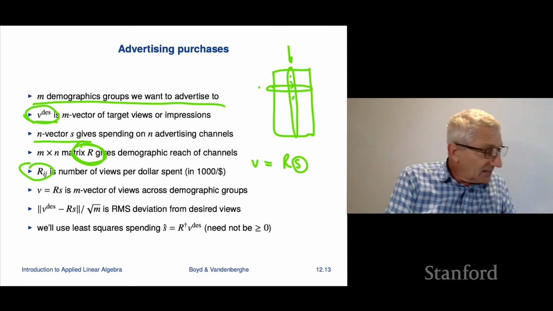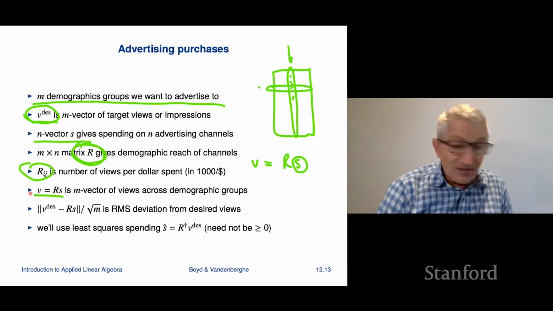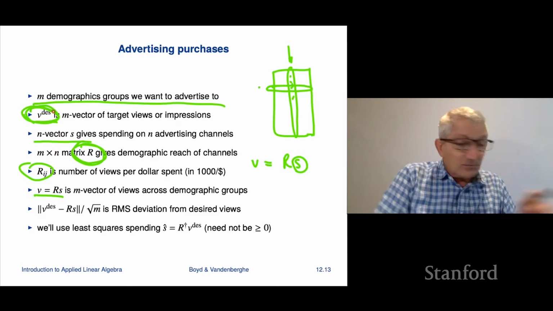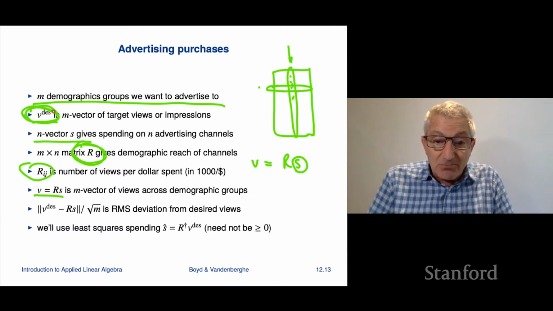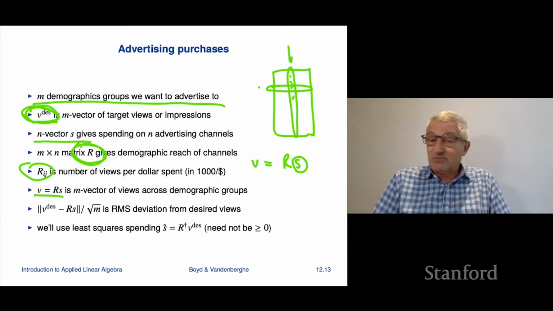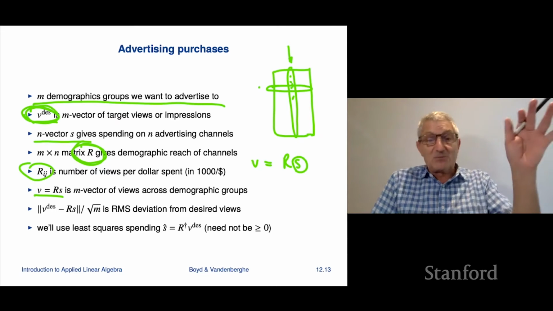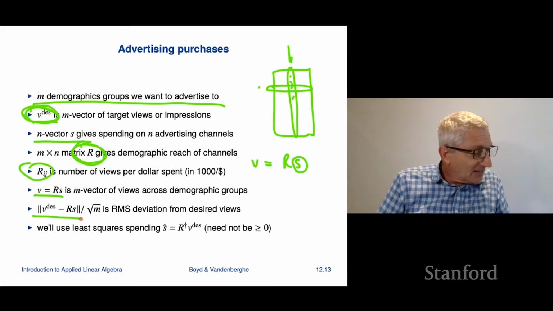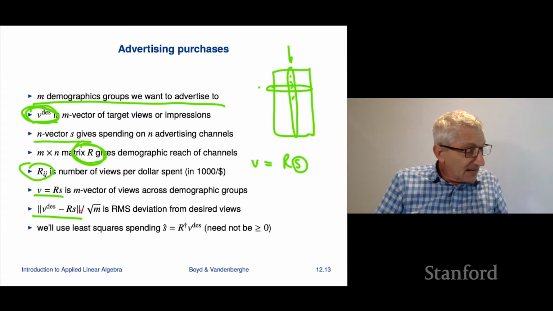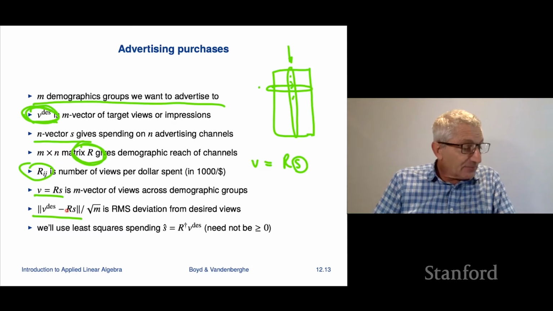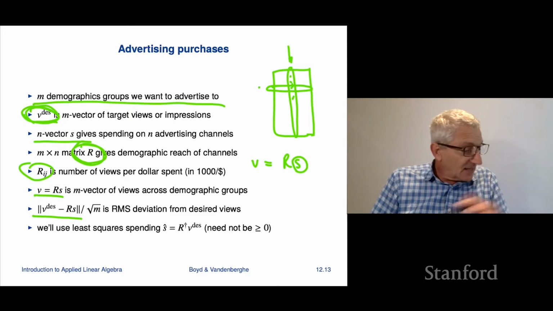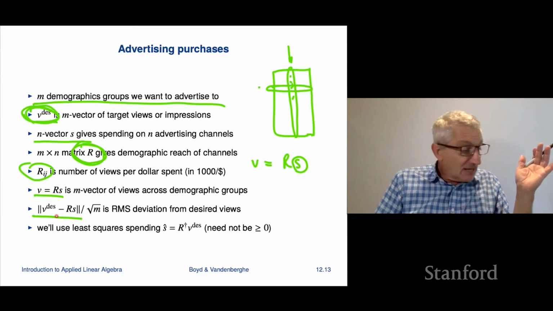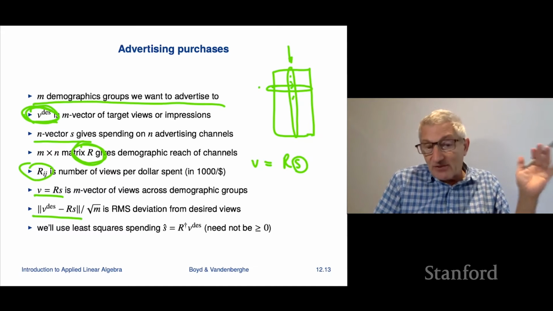And what we would like is V to be some target one, right? Because some people in the analytics department said, okay, for our product, here are the people who are going to buy our product. It's these people. Please target them. Okay. So this is the idea, and we can do this. We can look at, when you choose an S here, the norm of V desired minus RS divided by square root M, because this has a dimension of M. That is the RMS deviation from the desired views.